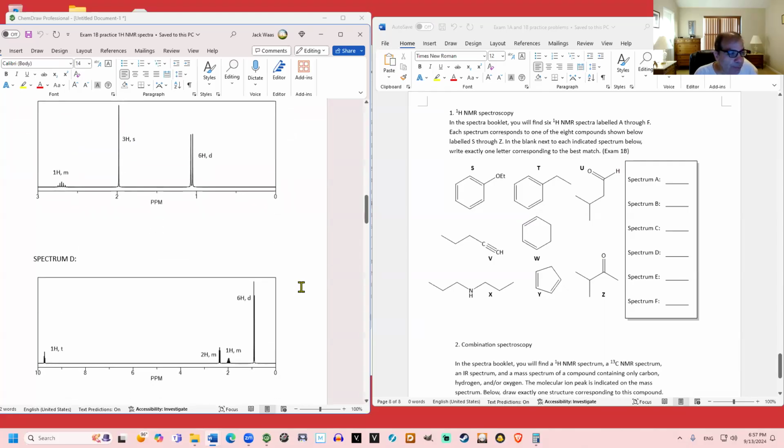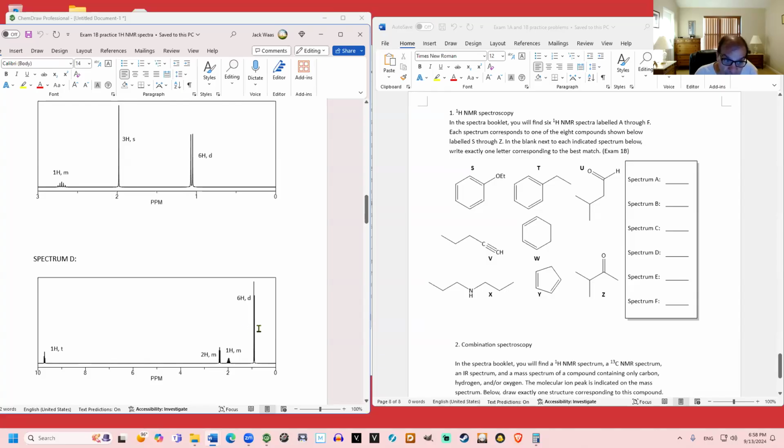Now, what do we have in spectrum D? Well, what jumps out at me is this 1H resonance at almost 10 parts per million. Nothing else shows up there except aldehyde hydrogens. But let's say you didn't know that. You're looking then for a compound that has 4 types of hydrogen. Once again, we have a 6H doublet and a 1H multiplet. That indicates that we have an isopropyl group.